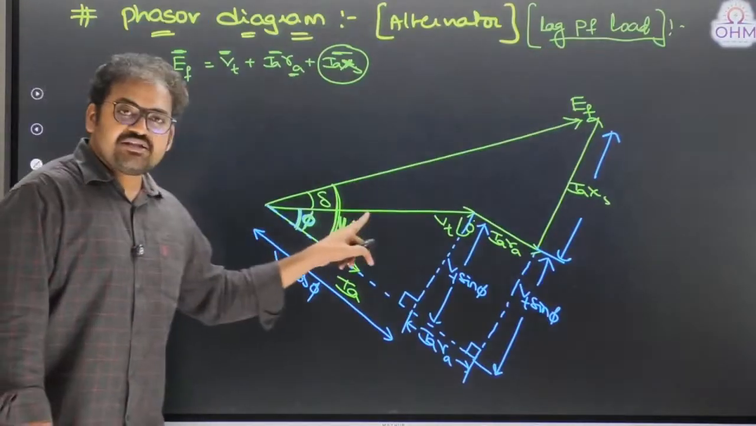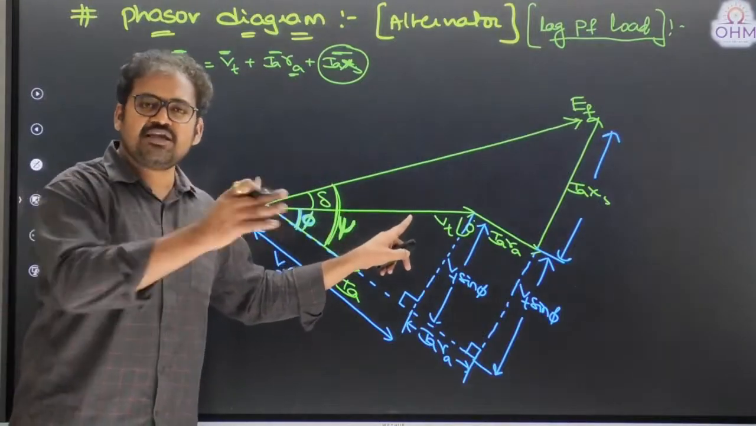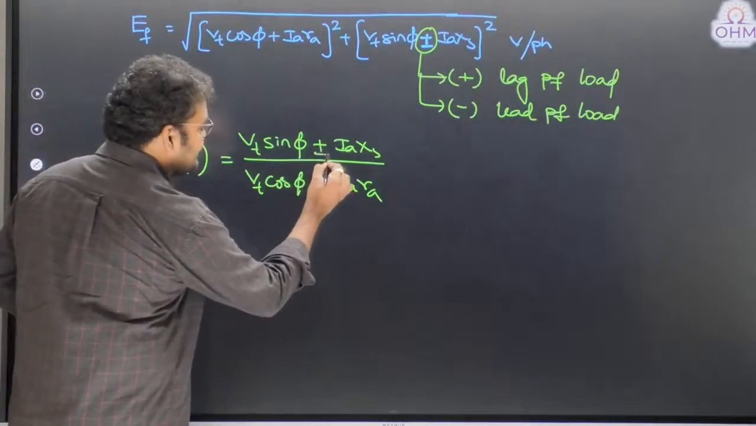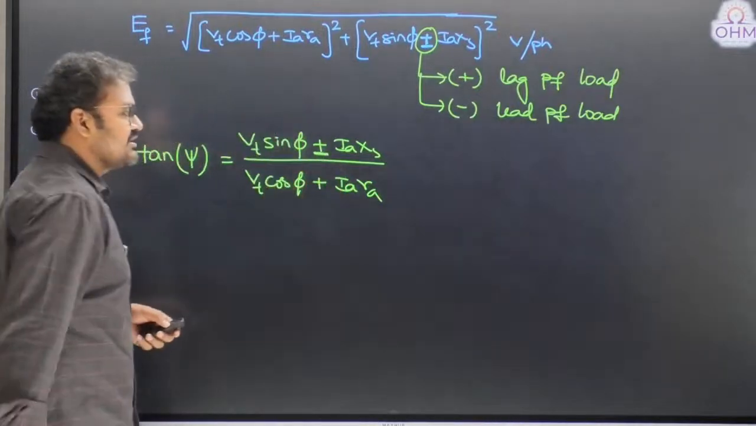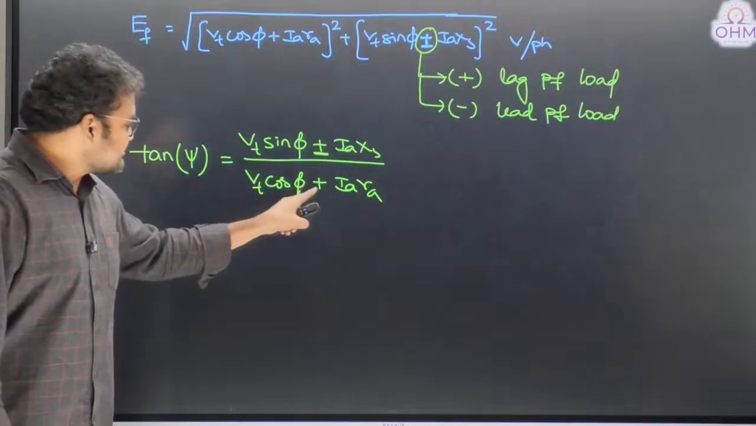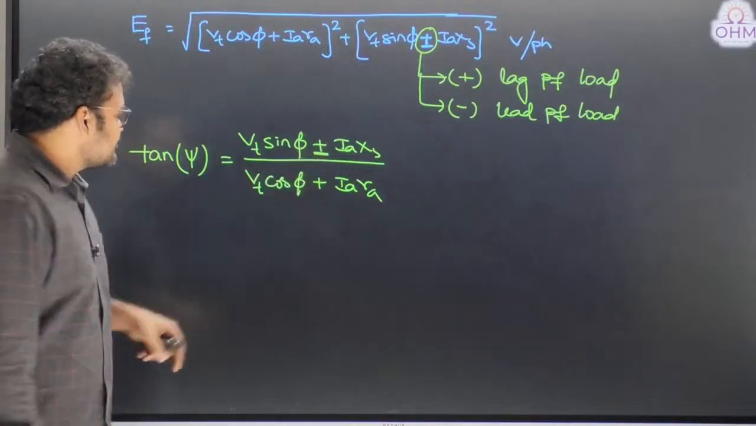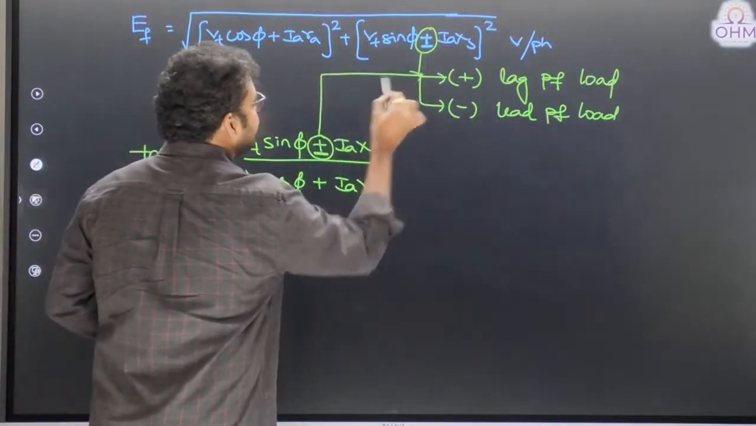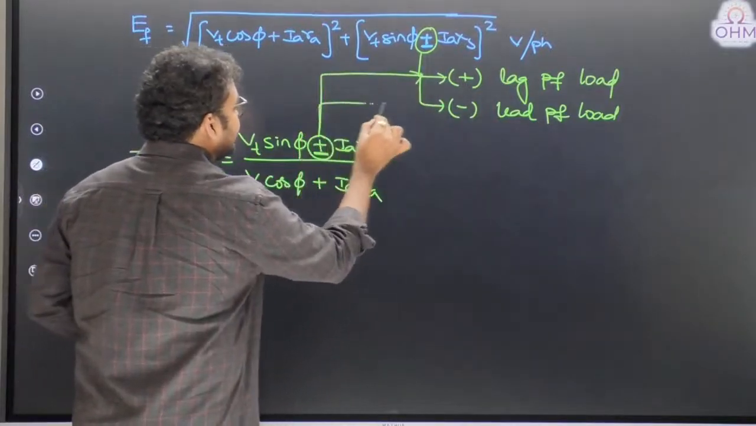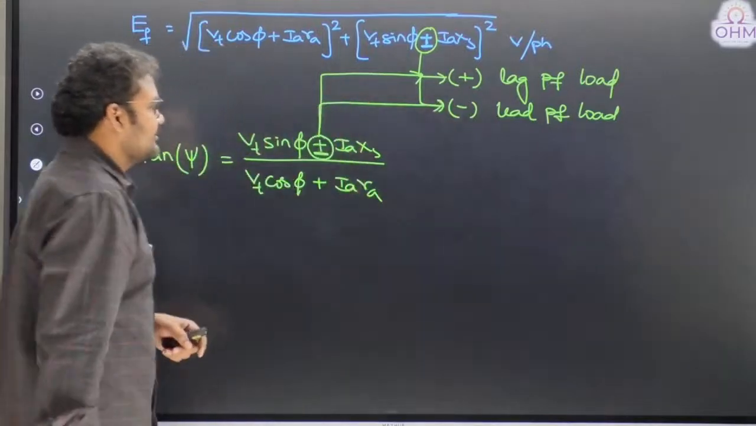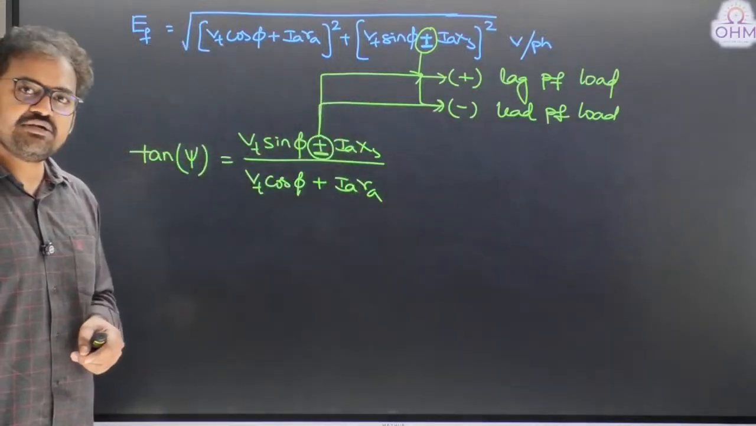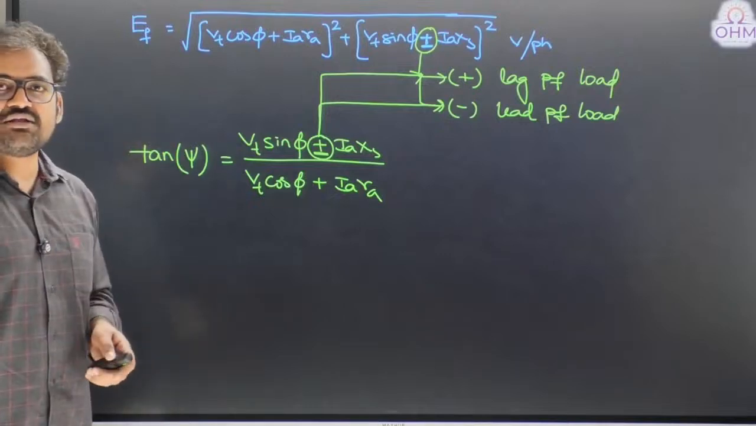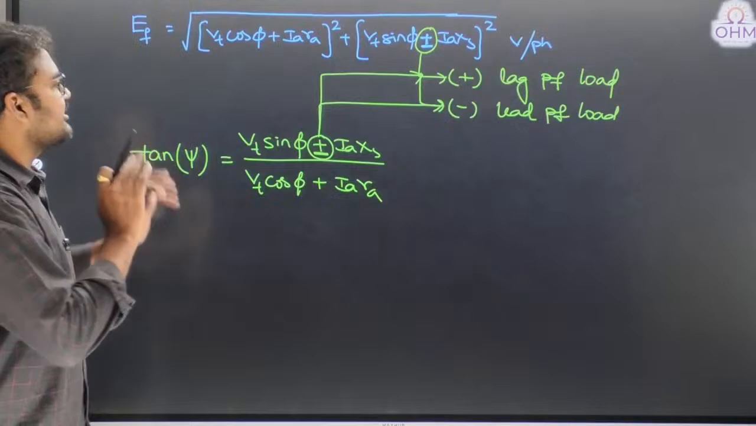Also, if you implement the same phasor diagram for a leading power factor, then what will be the formula for psi? Yes, very simple. Instead of plus IAXS, you will get minus IAXS. That's it. This sign will not change, only this sign will change. So when should I use a positive sign here and when negative? Positive for lagging power factor, negative for leading power factor. Okay, clear? So that is about internal power factor angle psi.